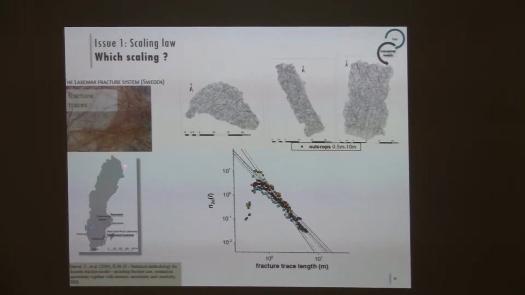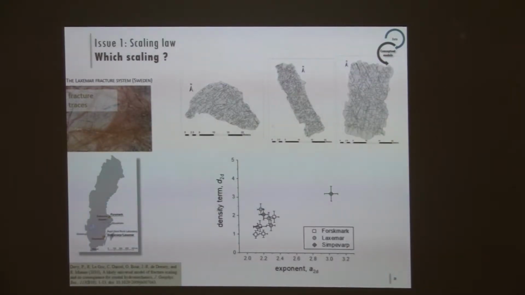We have fracture sizes and we have different outcrop maps. You see the density of fracture traces as a function of the fracture trace length, and you see all the data. And the fit, here we have two kinds of fit. So we can plot the density term as a function of the scale exponent. Okay? You see that you have one group of fracture systems that is here and one group that is here.